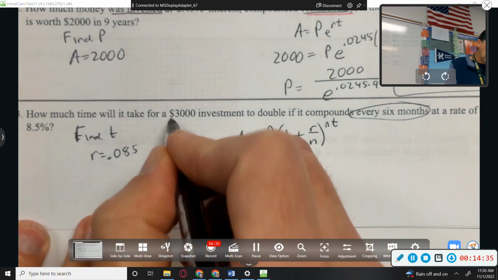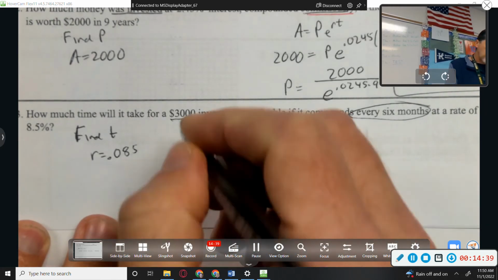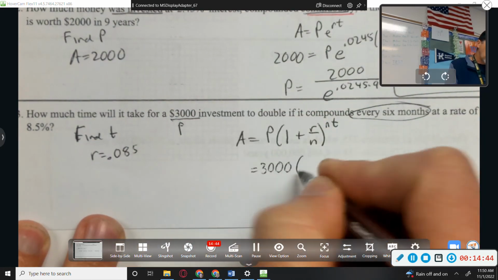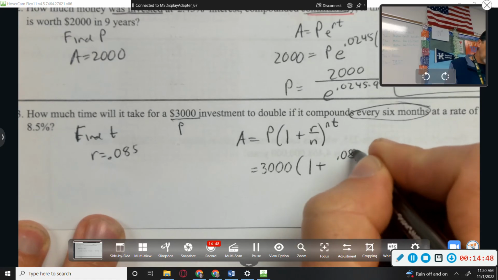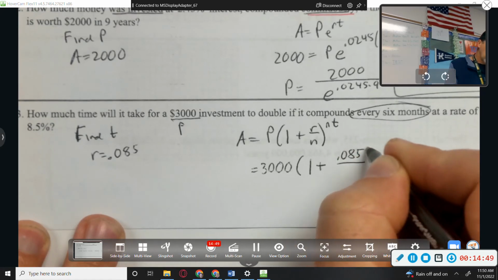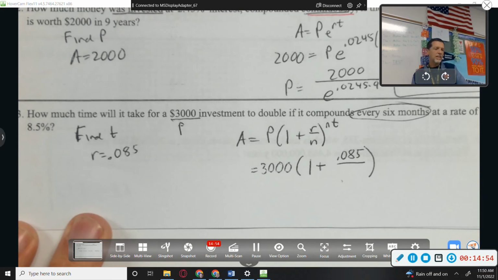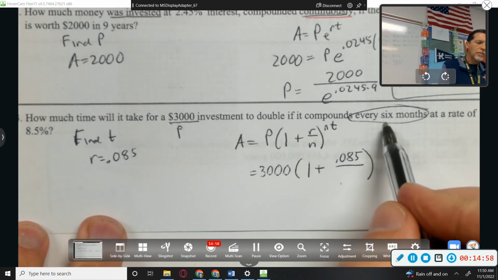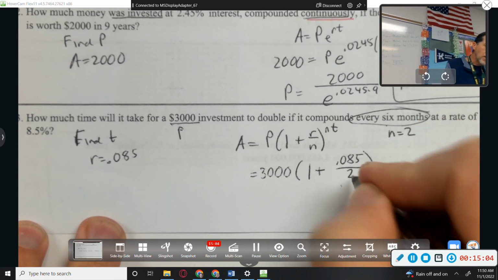Okay, so what's the 3,000? That's the P, so we're starting with 3,000. 1 plus 0.085 over n. What's n? Oh, we didn't talk about this one, but the n would be 2. It's how many times per year. So every 6 months would be twice a year.